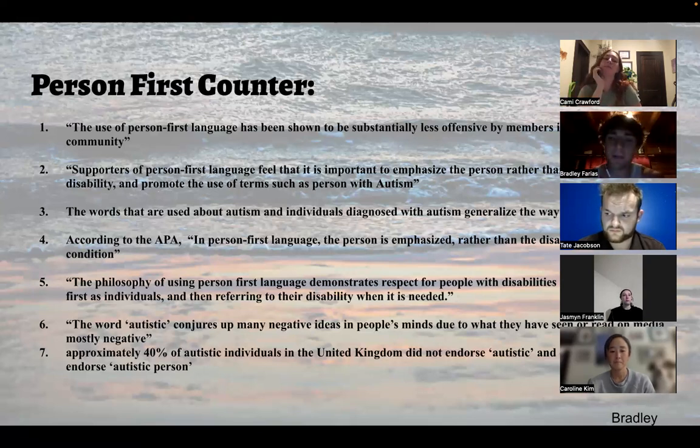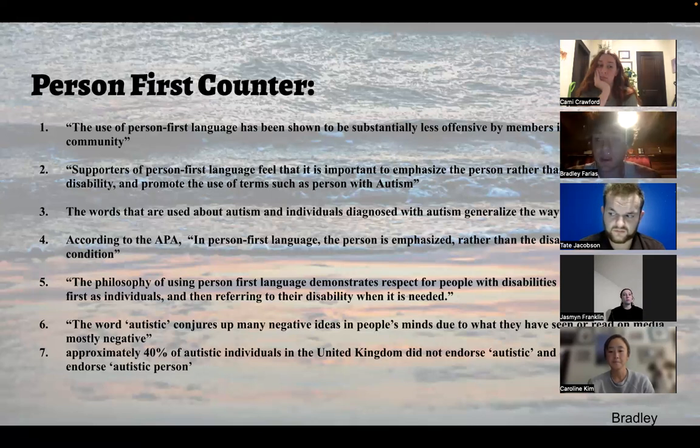Person-first language helps humanize the individuals being addressed and can help others understand and relate to those individuals who are diagnosed. Point 4, the APA also states that when using person-first language, the person is emphasized as opposed to the disability or chronic condition. This is something to consider when discussing individuals with autism. As practitioners, we want to see the individual for who they are and not as a product of their diagnosis.